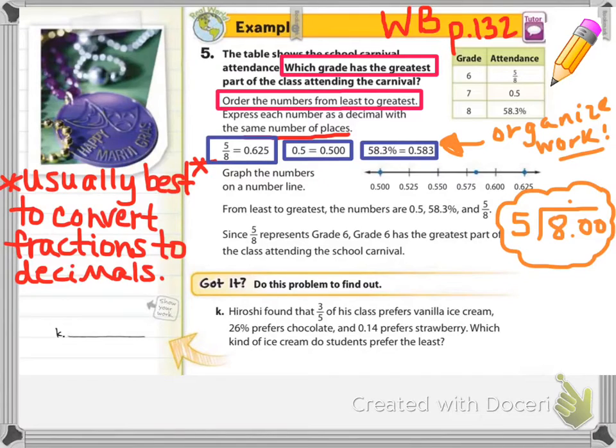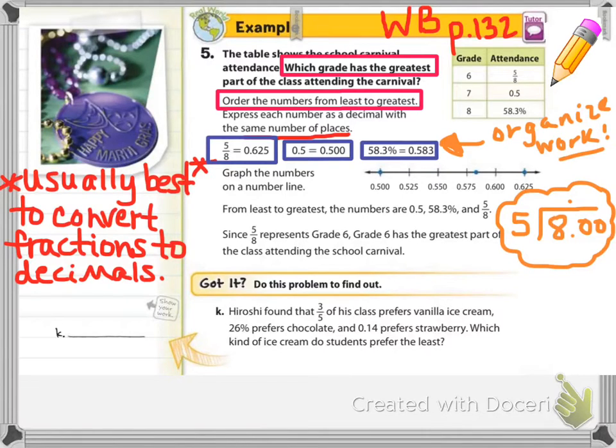Now we're on workbook page 132, and this is the last example before the guided practice. Okay, now you have a table, and you need to compare the numbers. They're in all three forms: one is a fraction, a decimal, and a percent. But you're going to have to convert those numbers to the same form. And again, it's usually best to convert the fractions to decimals.